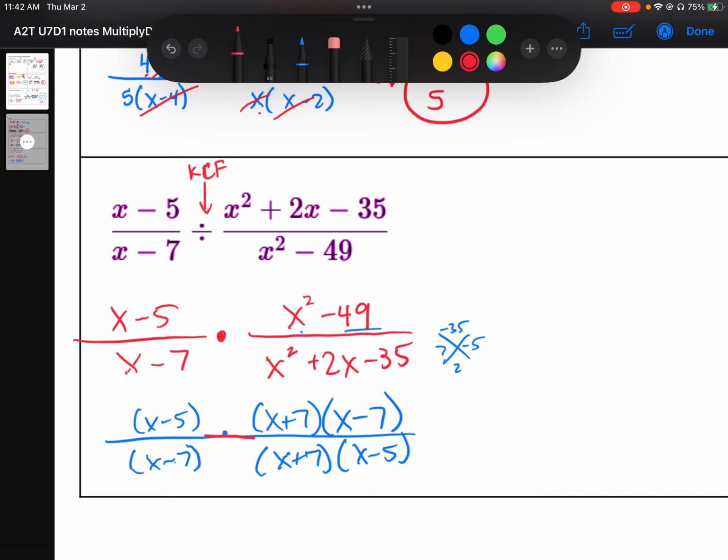This is one big fraction. What can be divided out? X minus 5s, those divide out. X plus 7s, and the x minus 7s. If everything divides out, what happens? Now, some people will want to say, oh, well, it's 0. There's nothing left. But remember, what was 2 divided by 2? That's 1. Same on top, same on bottom. They divide out, but they divide out and become 1. So my final answer should be 1 here.